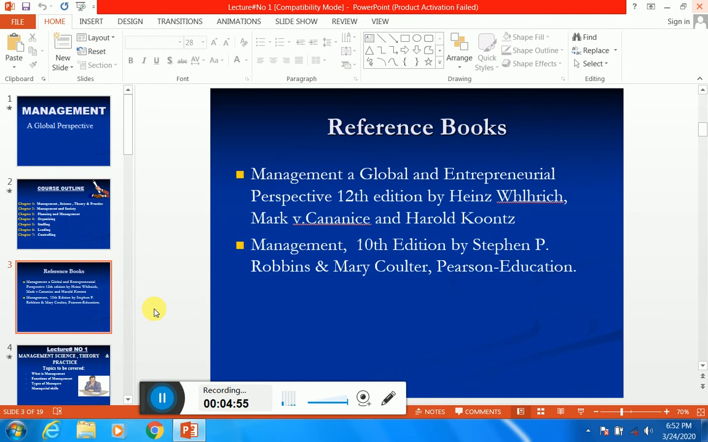If you want to find some more knowledge, if you want to explore some more examples, here I have mentioned some books which definitely will help you in further understanding. The first book is Management, a Global and Entrepreneurial Perspective, 12th edition. And the second book, also a very good book, is Management, 10th edition by Stephen P. Robbins. Between these two books, whichever is available to you, I would like to refer to you.